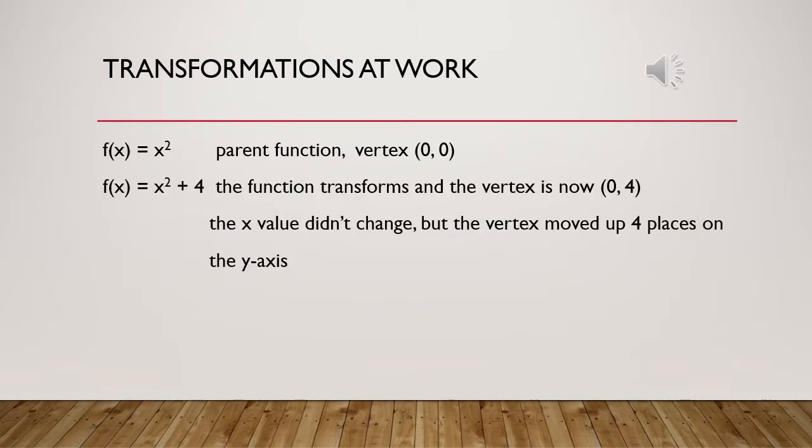Okay, some quick examples of what it means to have transformations at work. If I have the equation f of x equals x squared, this is called the parent function. The vertex is at the origin, 0, 0. If I change that equation and say f of x equals x squared plus 4, the function has transformed and the vertex is now 0, 4. The x value or placement did not change, but the vertex moved up 4 places on the y-axis.